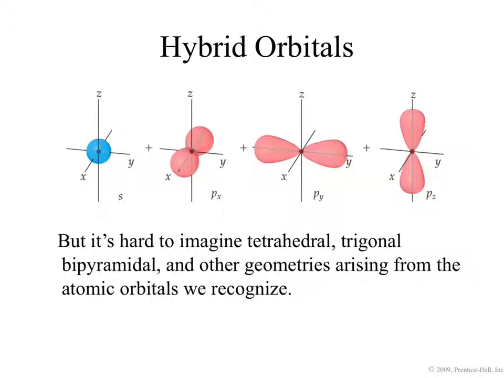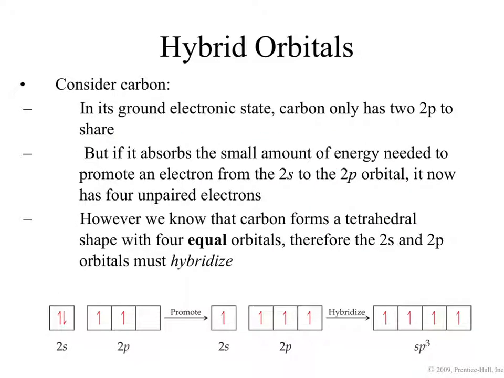But we need to find a way to explain the geometries that we believe exist of these molecules, in a way that is consistent with these orbitals overlapping, and that's what we're going to try to do right now. So we're going to think about carbon. Down here we have carbon's valence structure. Its valence structure is 2s2, 2p2.